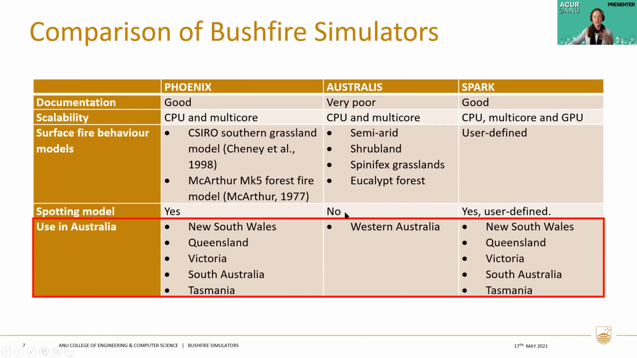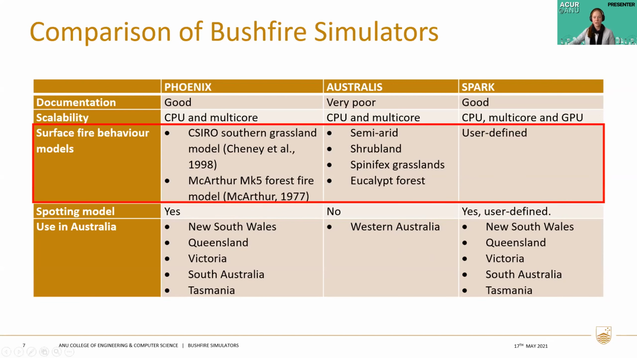Then I carried on Phoenix and Spark to compare them to see which would be the better one. If we look at the different models that the simulators use, we can see that they all use different surface fire behavior models. Phoenix uses 2, one for grasslands and one for forests, whereas Australis uses 4 for different fuel types. Spark is interesting because it allows users to define the bushfire behavior models that they want to use for the different user-defined fuel types.